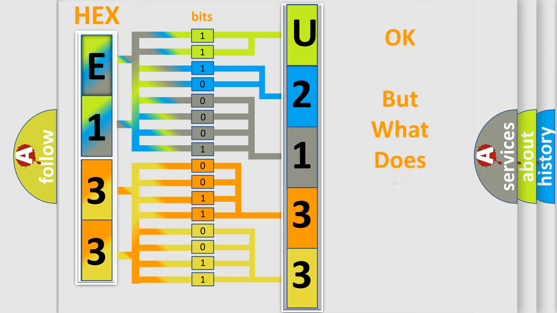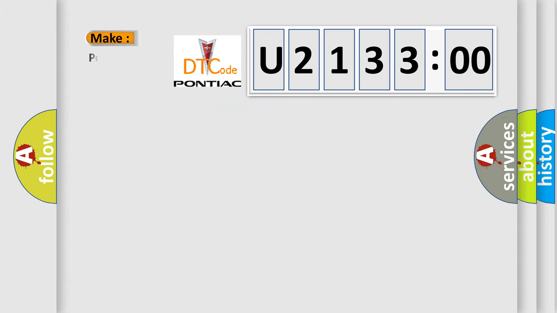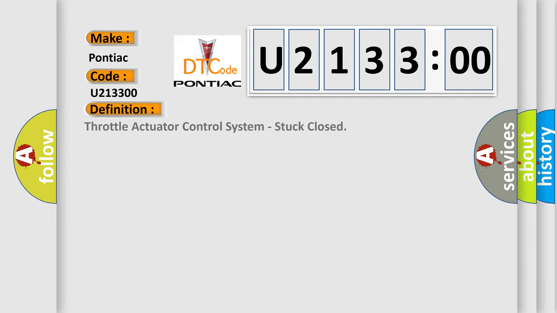The number itself does not make sense to us if we cannot assign information to what it actually expresses. So, what does the Diagnostic Trouble Code U2133-00 specifically mean for Pontiac vehicles? The basic definition is: throttle actuator control system, stuck closed.